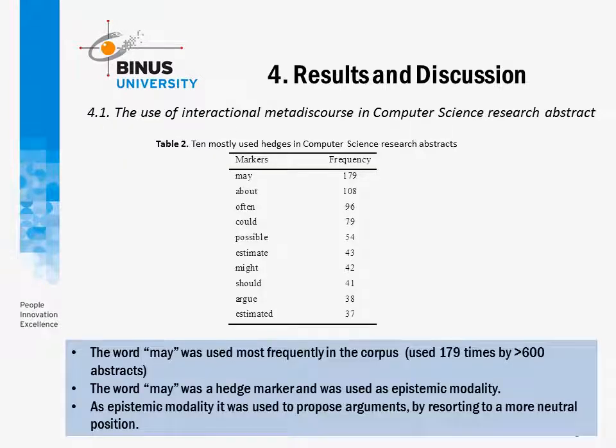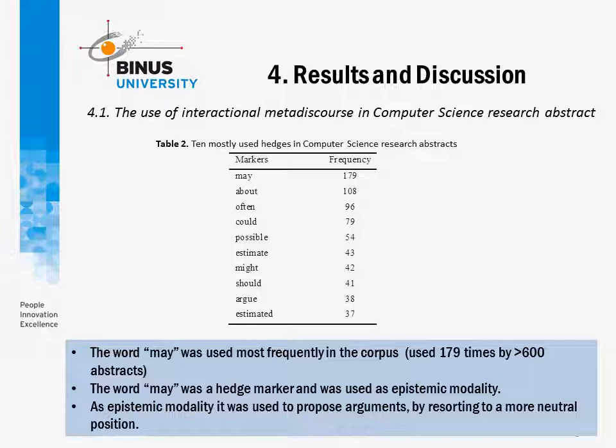The results and discussion of this present study started with presenting the use of interactional meta-discourse in computer science research abstracts. The table showed 10 mostly used hedges in computer science research abstracts. Part of the interactional meta-discourse markers that were commonly identified were the use of hedges and boosters. Hedges were commentaries used by authors to tone down the certainty of the claim or argument, whereas boosters, the opposite of hedges, were often used to elevate or magnify the certainty or the claim.